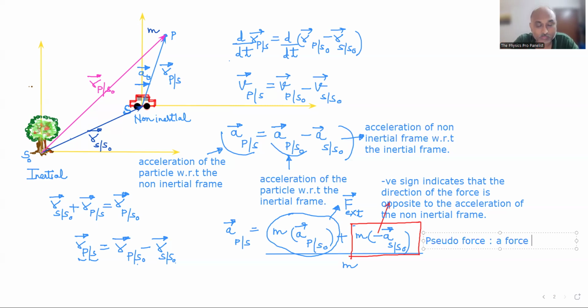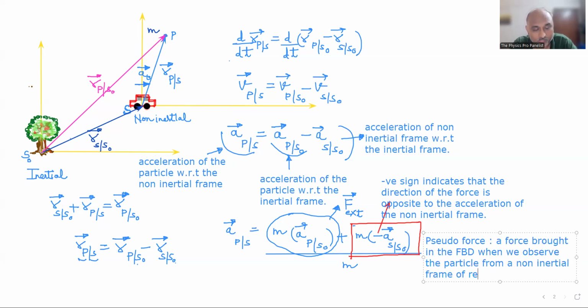A force brought in the free body diagram when we observe the particle from a non-inertial frame of reference. Is it clear to everyone? Say yes or no.